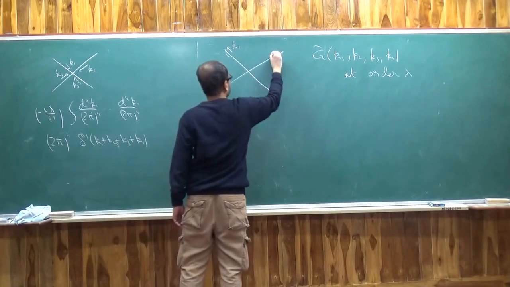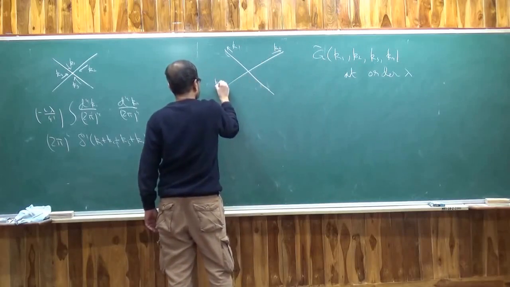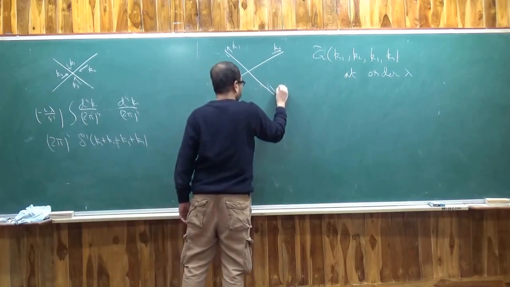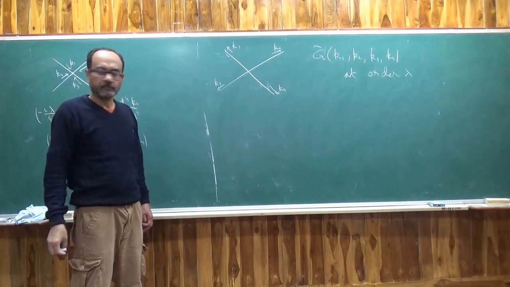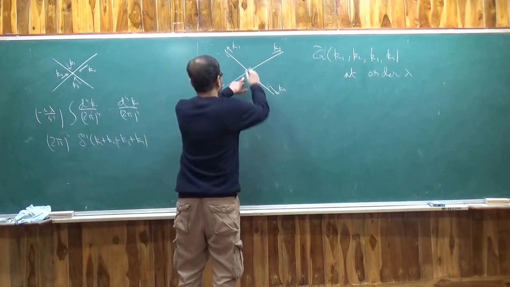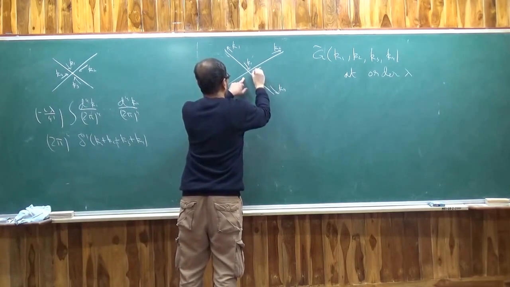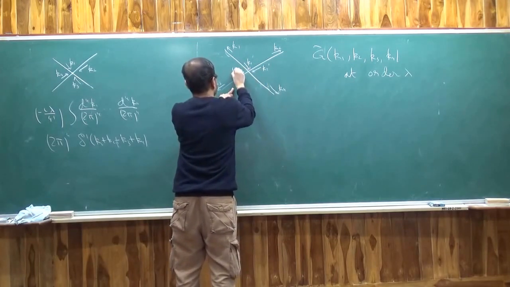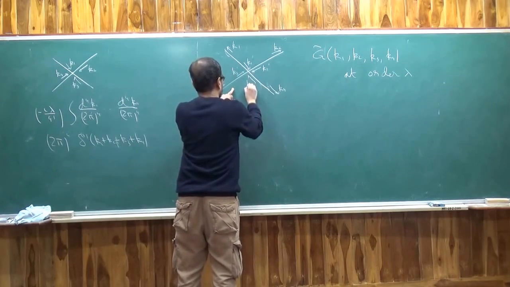So k1, k2, k3, k4. Here, I'll label this as k1 prime, k2 prime, k3 prime, k4 prime.